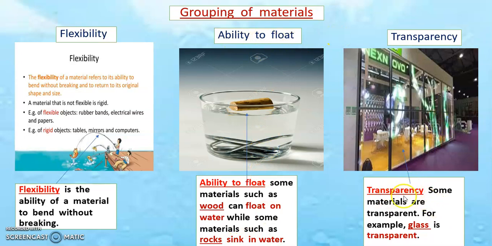Next is transparency. Some materials are transparent. For example, glass is transparent. This is an example of transparent. This is transparency. And those are the 6 groupings of materials.